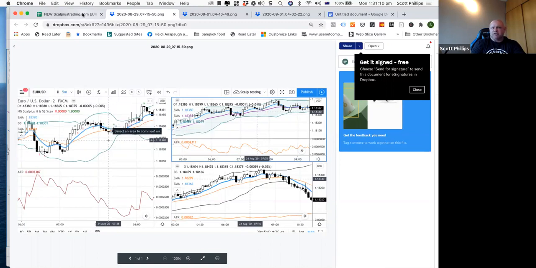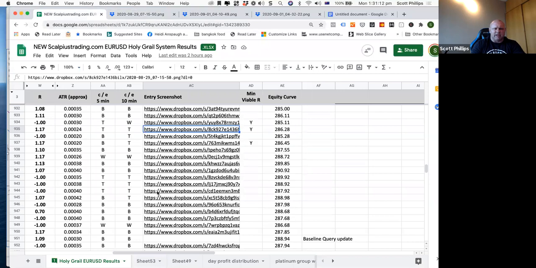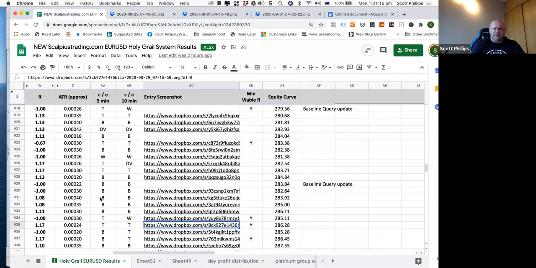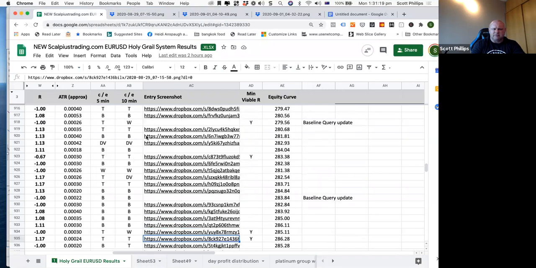This is a different situation. So that's a hammer, not a mean reversion setup. Let's look at one here.